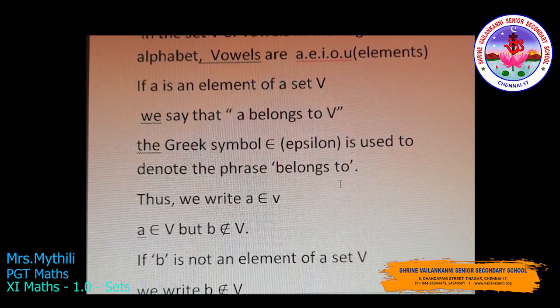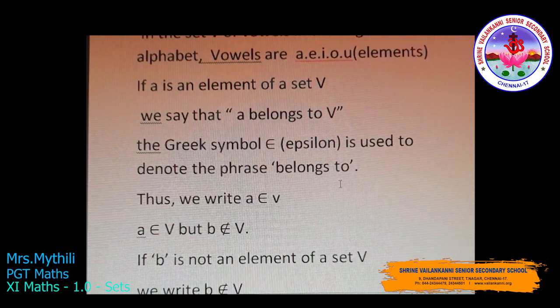In the set V of vowels in the English alphabet, the set of vowels is denoted by capital V and the vowels are a, e, i, o, u, which are called elements. So I am repeating again, the set of vowels is denoted by capital V and a, e, i, o, u are the elements of the set. If a is an element of the set V, that is, the vowel a is an element of set V, we say that a belongs to V.